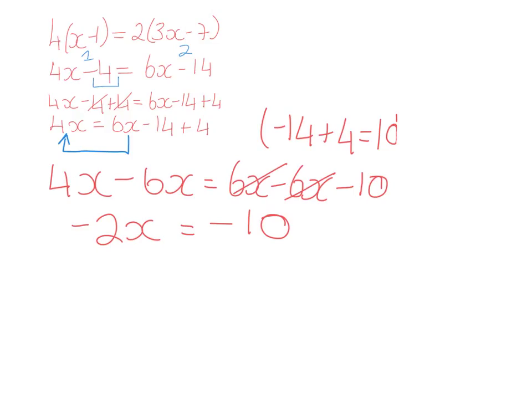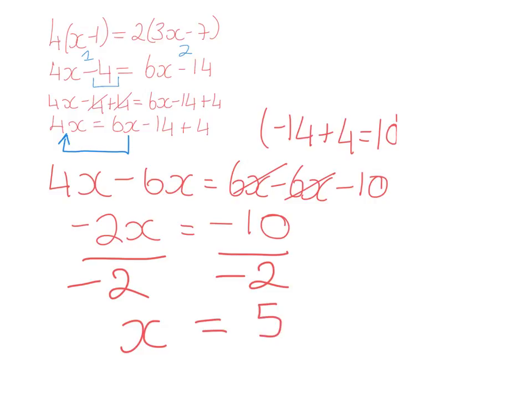Now we finish our sum off in the exact same way, and we divide across by the number stuck onto my x. In this case, that's minus 2. And what we do to one side, we have to do to the other. So minus 2, a minus divided by a minus gives me a plus, and 2 divided by 2 gives me 1. So I'm left with plus 1x is equal to minus divided by a minus is a plus, and 10 divided by 2 is 5. So in this case, my x is equal to 5.